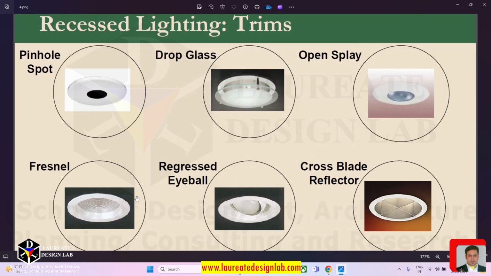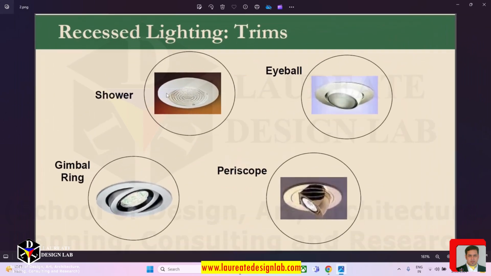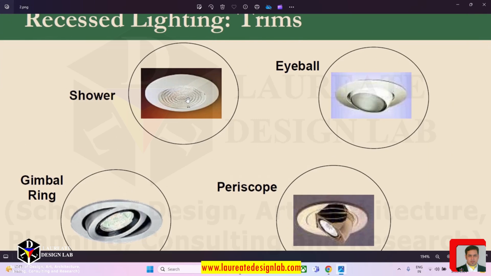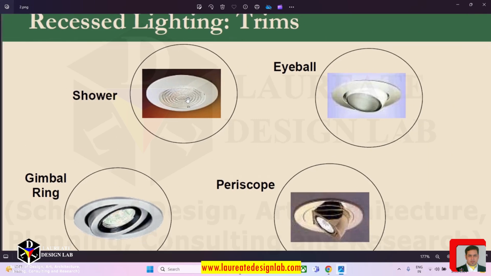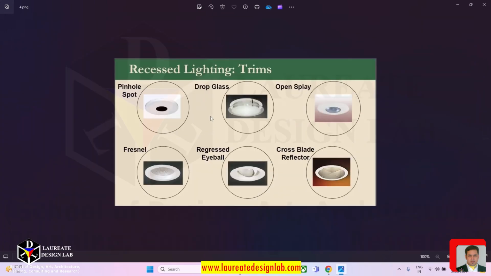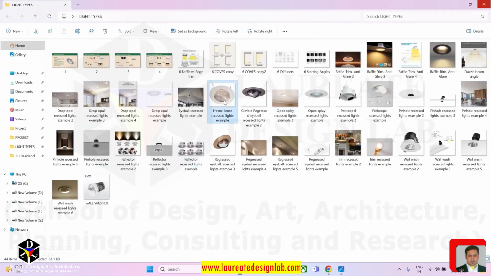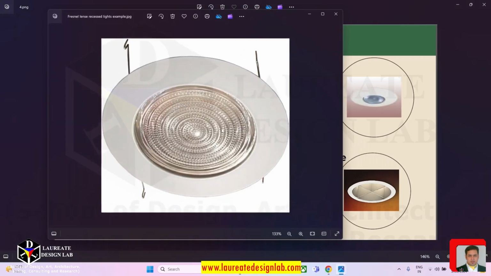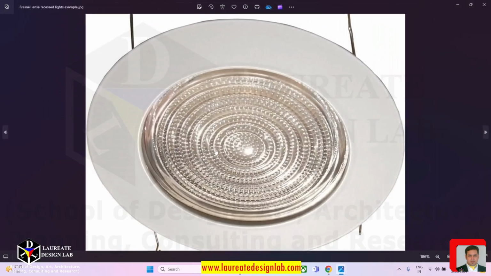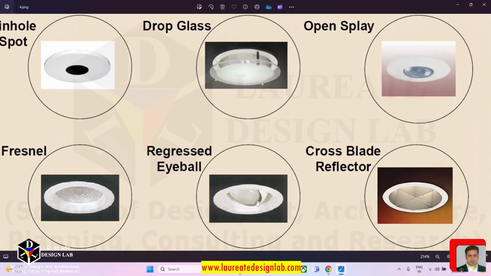Now Fresnel. You remember we have discussed the first one. Shower. This is again very old fashioned. It looks cheap, but the replacement, at times some people call shower recessed light as the Fresnel. So let's see Fresnel. Fresnel actually remains a little bit inside. This is the example of Fresnel. You can even call it shower. Right? Good.